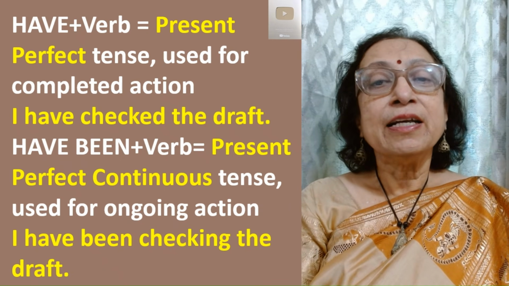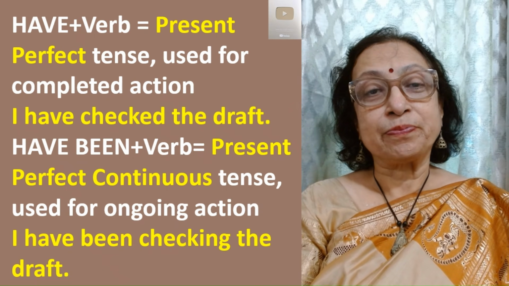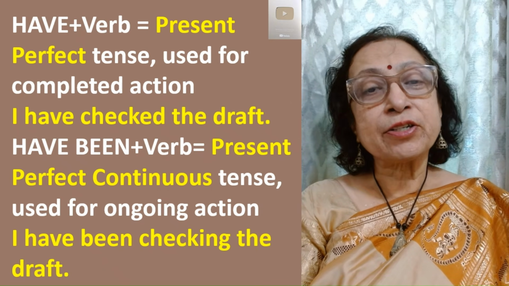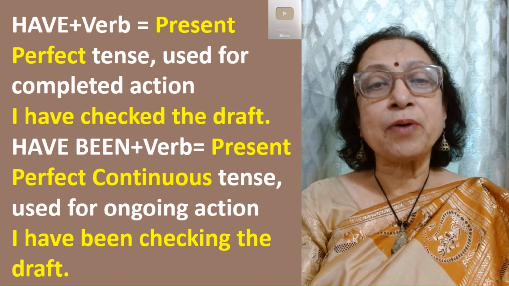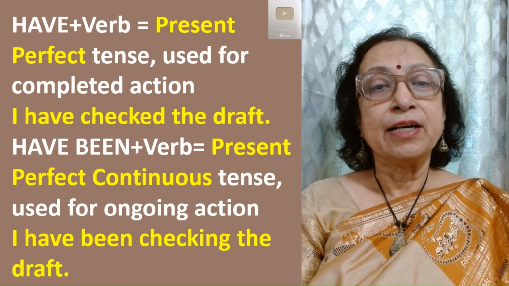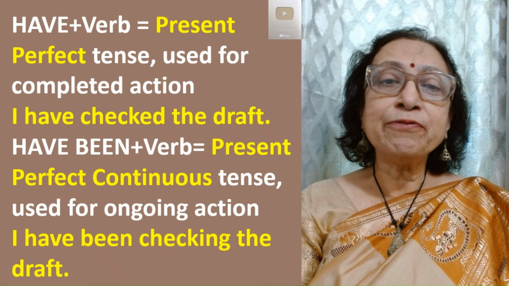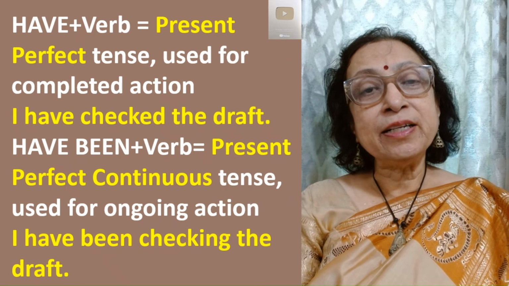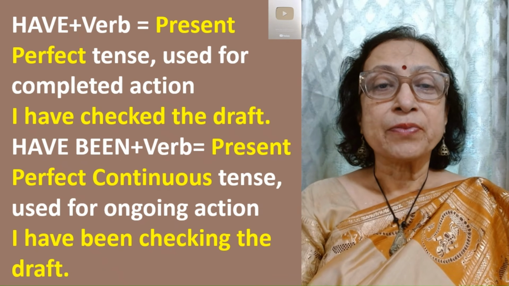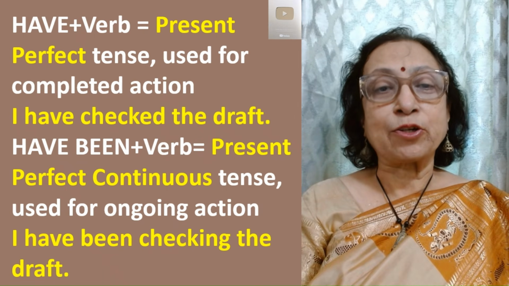So we have the form of the perfect tense: have checked. You use the verb have and you use the past participle together. These two words form the verb of the sentence, where have is the helping verb only. So you say, I have checked the draft. That means it is complete. The work is finished. It is over. The checking was done earlier and now it is a completed action.